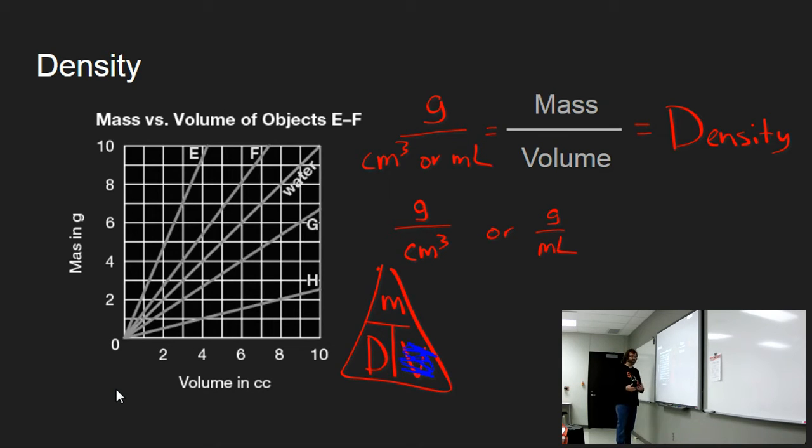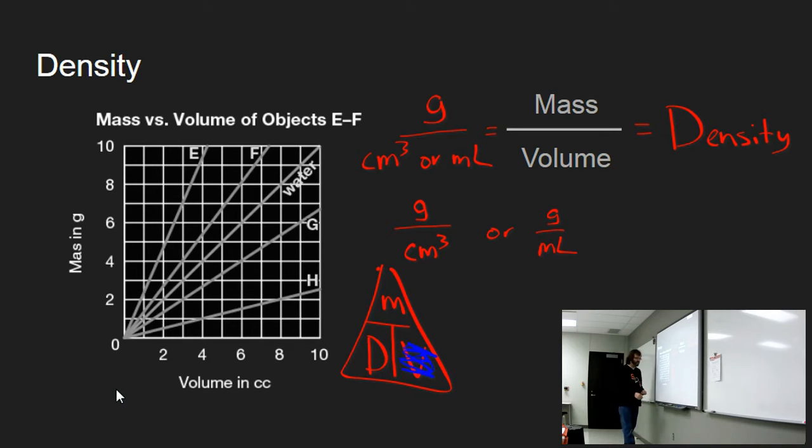Another way that is useful to find density is actually to graph it. Graphs, we know in science, are very good at analyzing lots of data all at once, and density is no different. So density can be expressed if we make a graph of the mass of an object over its volume. We can put multiple objects on the same graph and then compare. So I have water on this graph, and then I have objects E, F, G, and H. We don't even care what those objects actually are, but we can look at them and compare how their mass and their volume relate to each other.